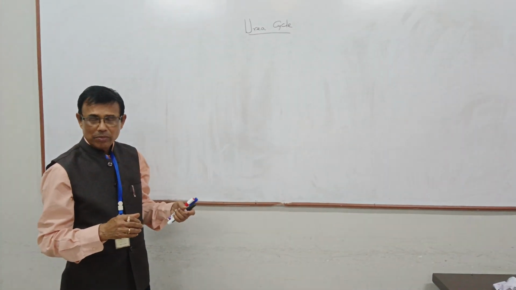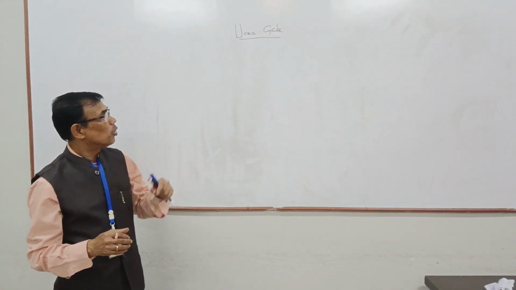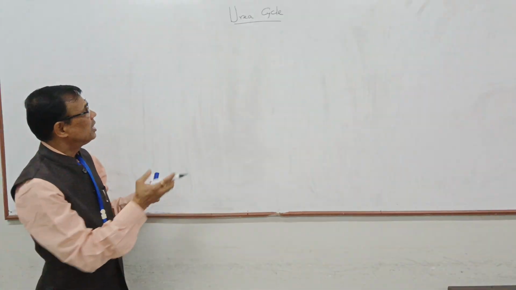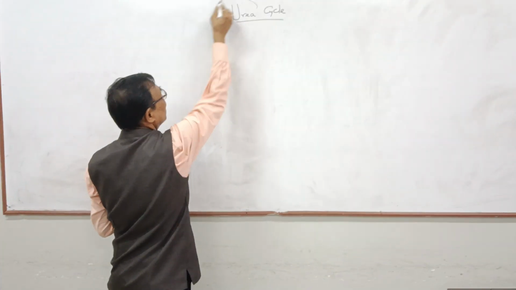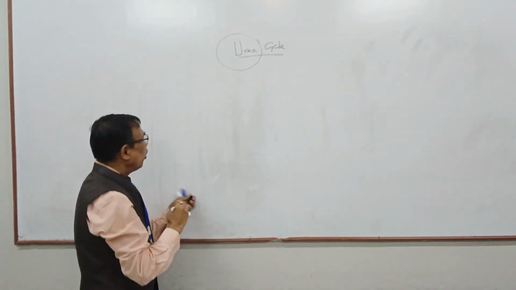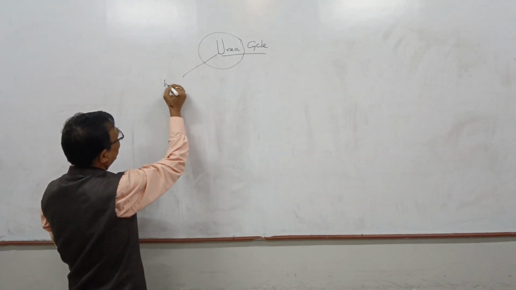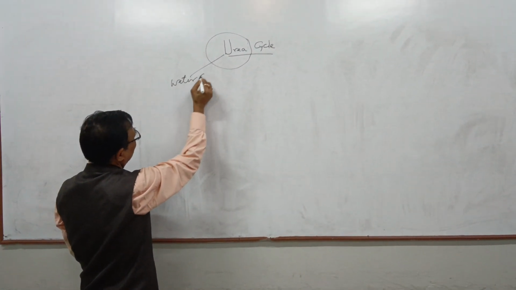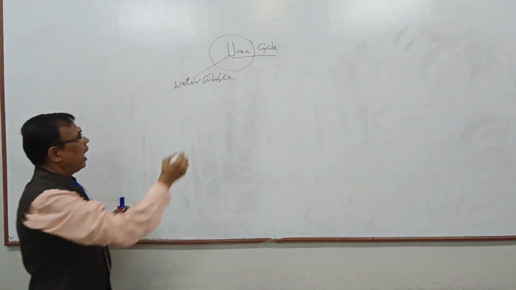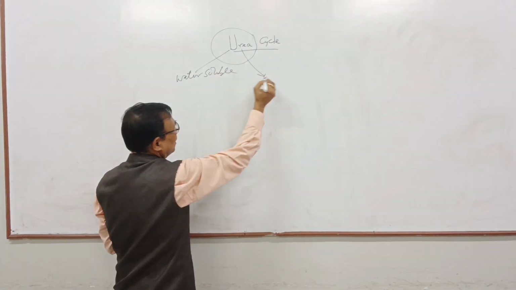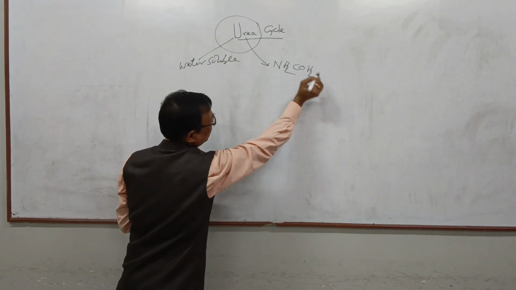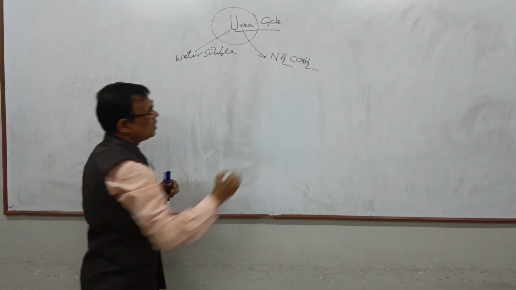So the first topic today is the urea cycle. All of us know urea as a very common term. Urea is a water soluble molecule. The urea molecular formula is NH2COOH.